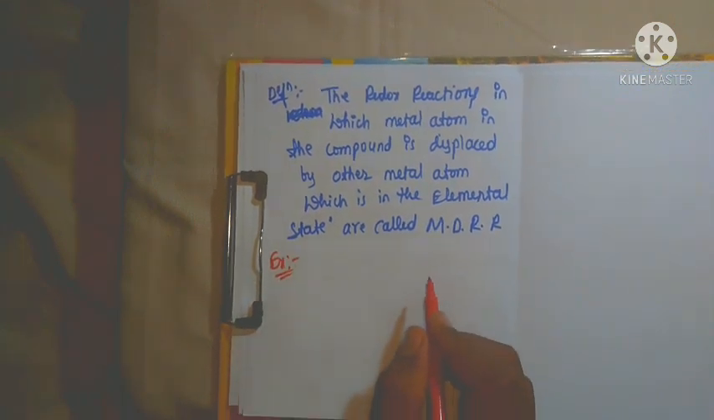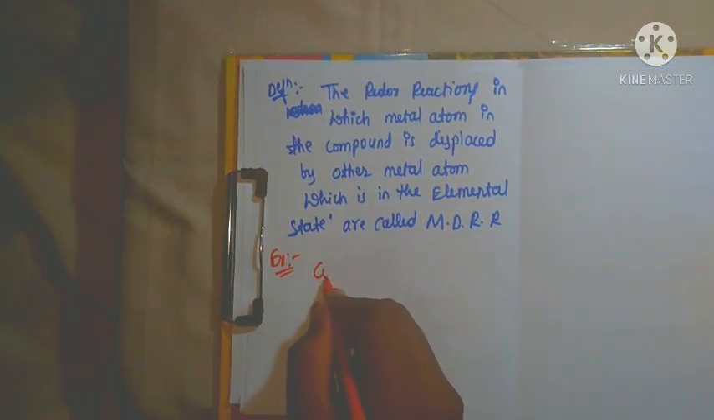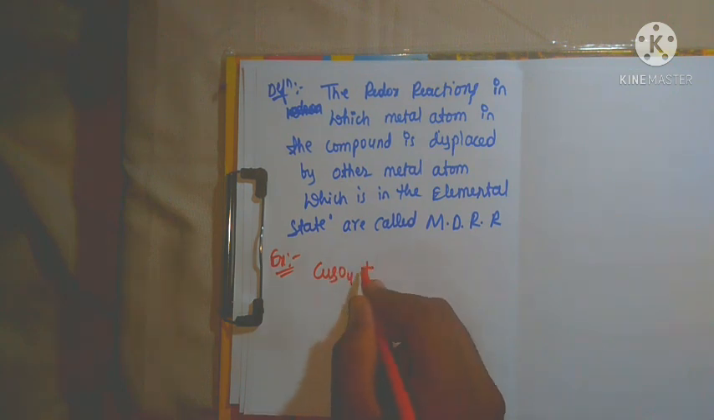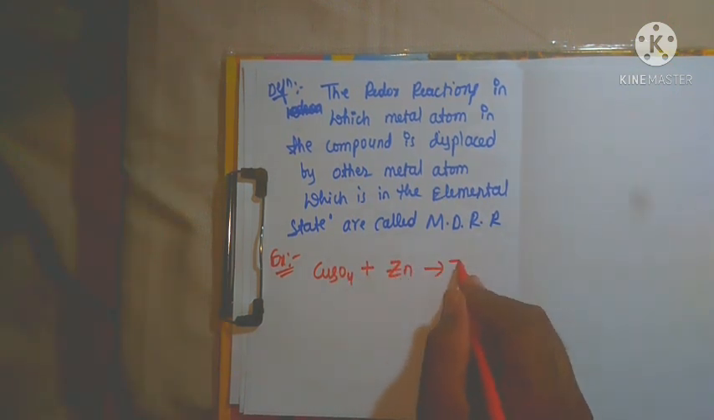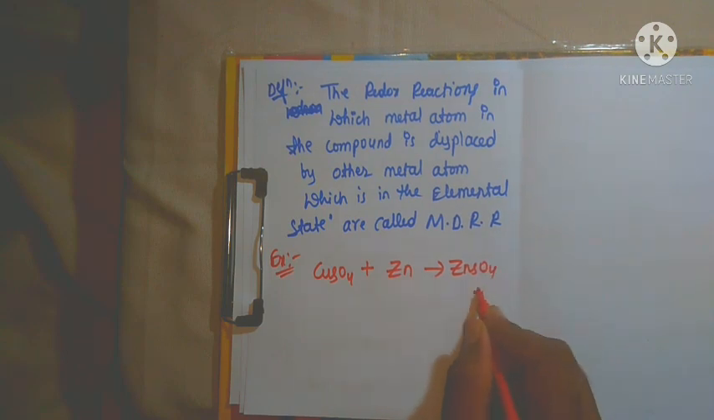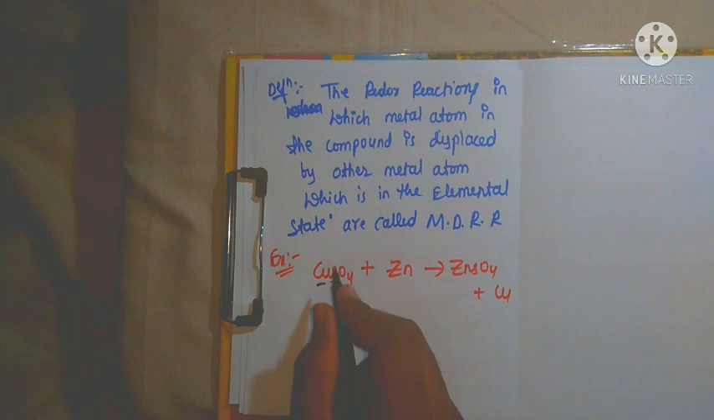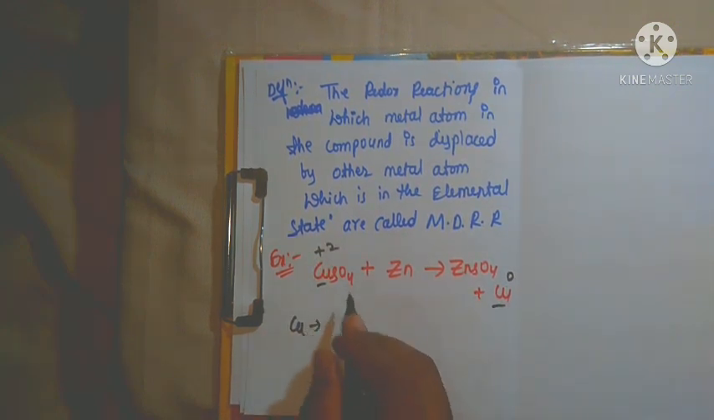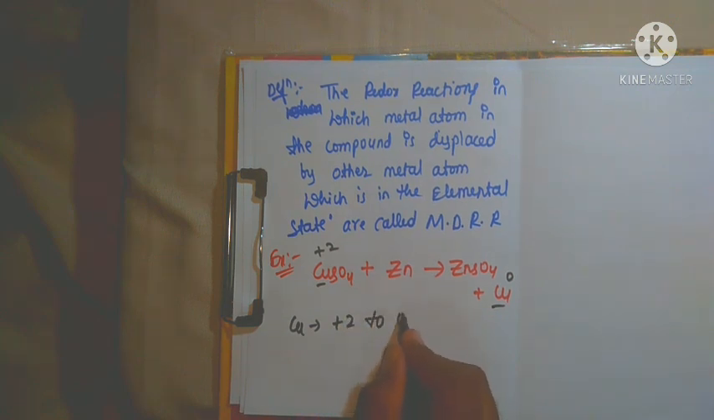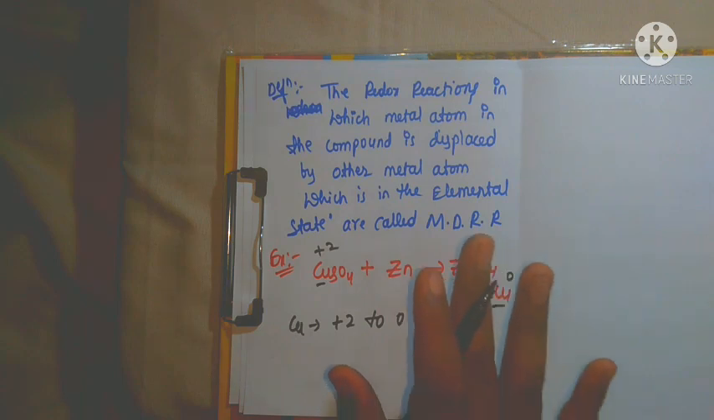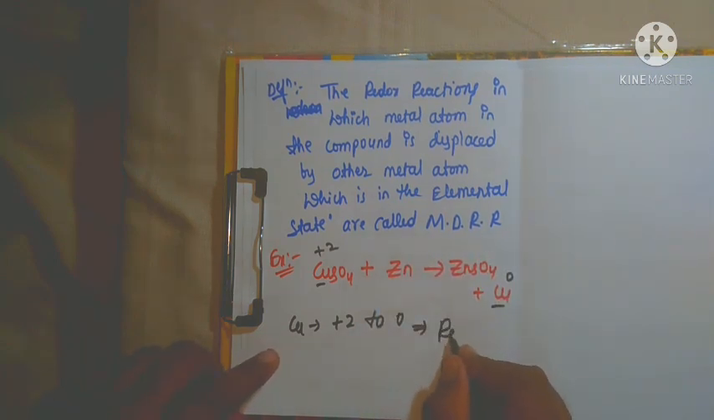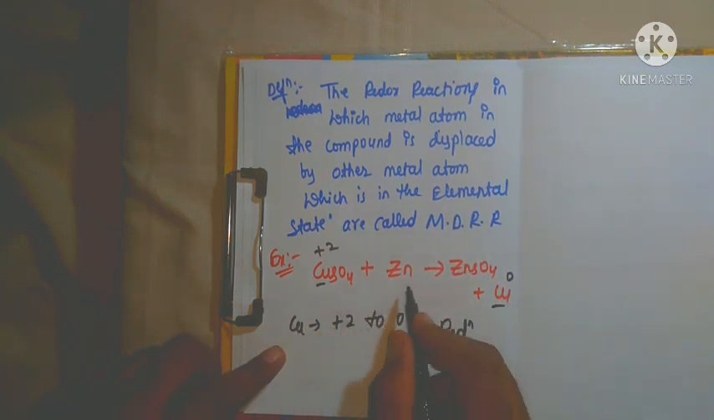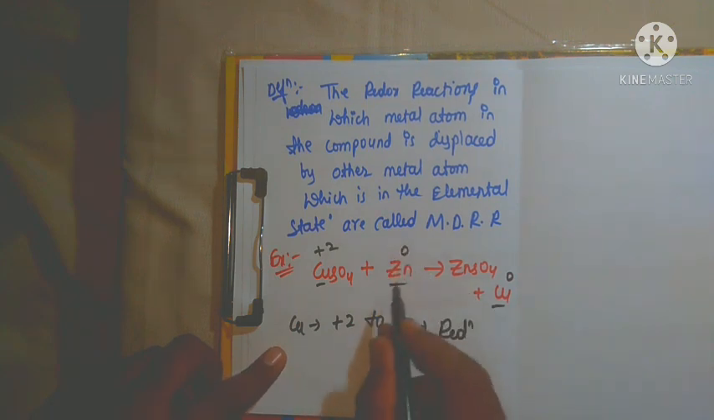Just observe the examples. First one: CuSO4 plus zinc gives rise to ZnSO4 plus Cu. I will write the oxidation numbers directly, as you already know how to calculate them. Copper oxidation number is +2 in the reactant and 0 in the product. It changes from +2 to 0, so the oxidation number is decreased. Therefore copper undergoes reduction in this reaction.